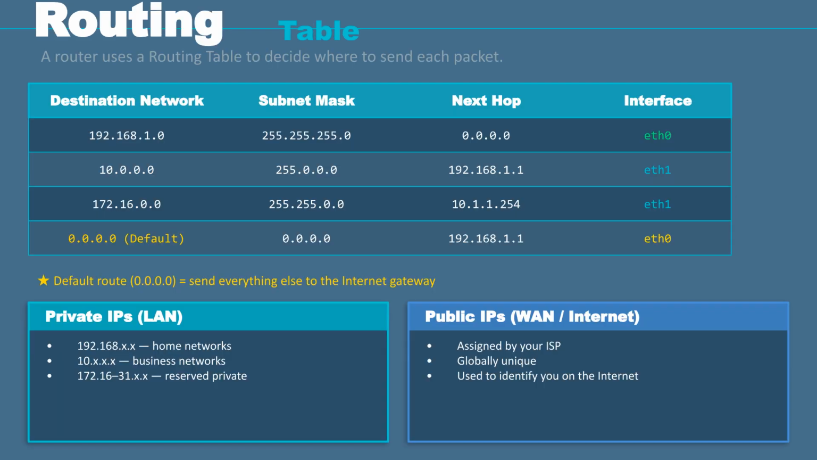The routing table is what a router uses to decide where to send each packet. It lists destination networks, subnet masks, and the next hop, which is the next device to forward the packet to, along with the interface to use. This table includes the default route, shown as 0.0.0.0, which directs all other traffic to the internet gateway. The table also utilizes both private and public IP addresses.